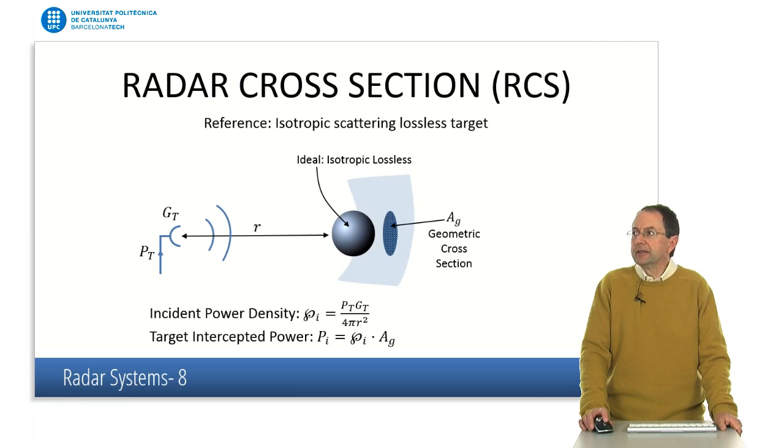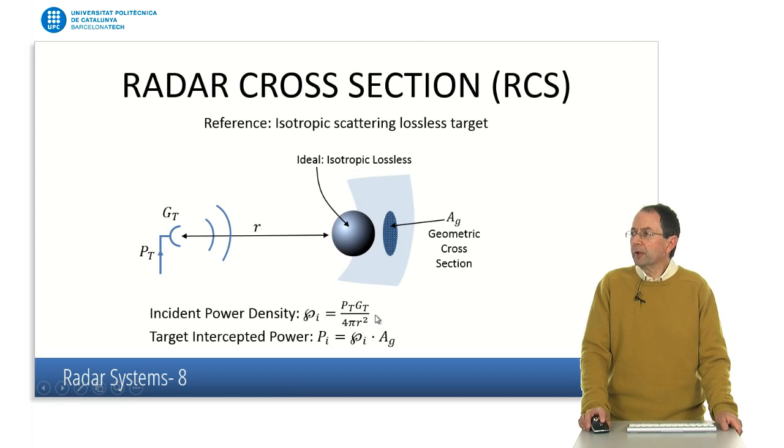Then, in the case this object is isotropic, once the radar illuminates the object, we can calculate the power density of incidence or illumination. If we transmit this power, PT, with a gain of the antenna, GT, and the range is this R parameter, which separates the radar antenna and the object, then the incident power density is easy to calculate. It is actually the product of the transmitted power and the gain of the antenna, divided by 4 pi R squared.